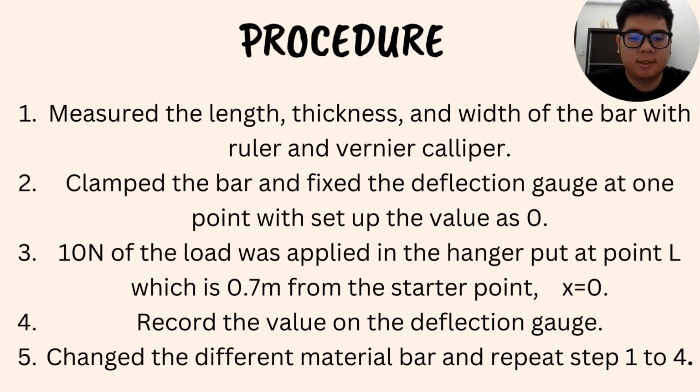The third step is to pull out the rod in the hanger and put it at the point L, which is 0.7 meter from the starting point. And the fourth is to record all the values on the deflection gauge. And the last step is to change to a different material bar and repeat the steps from 1 to 4.